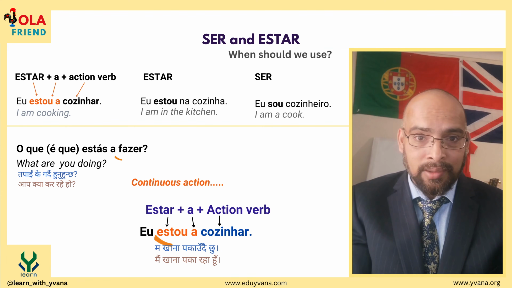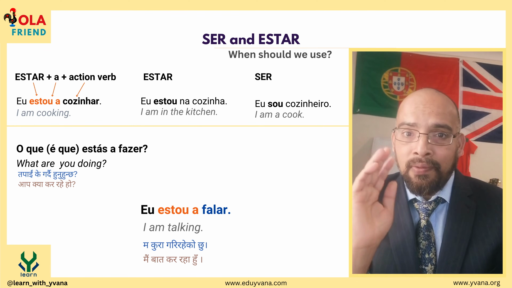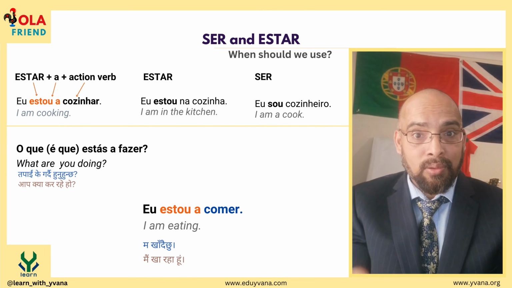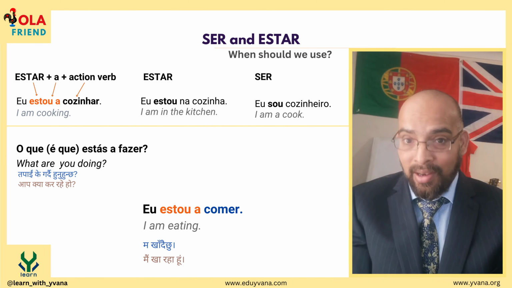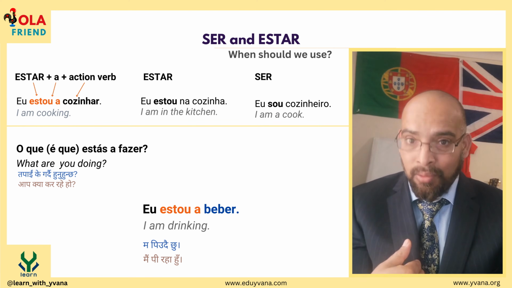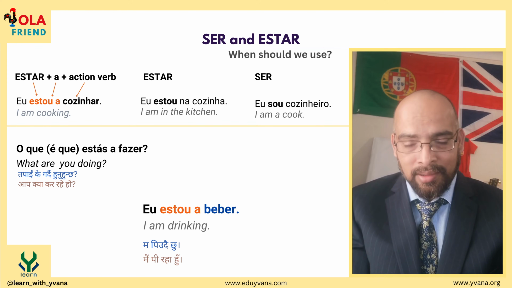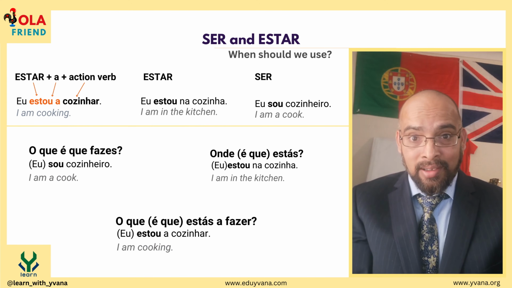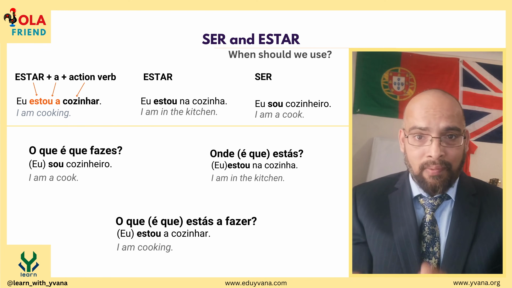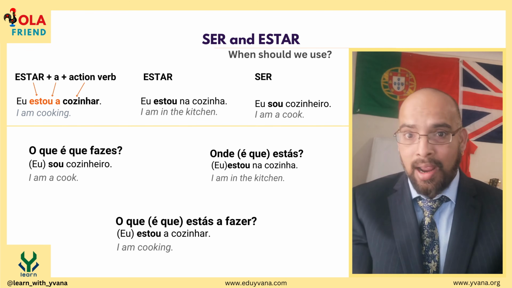O que é que estás a fazer? What are you doing? Eu estou a falar. I am talking. Eu estou a comer. I am eating. O que é que estás a fazer? Eu estou a beber. I am drinking. So, by practicing these three related statements, it will give you a very clear idea of using SER and ESTAR verb.